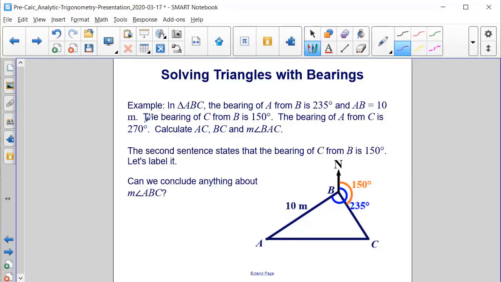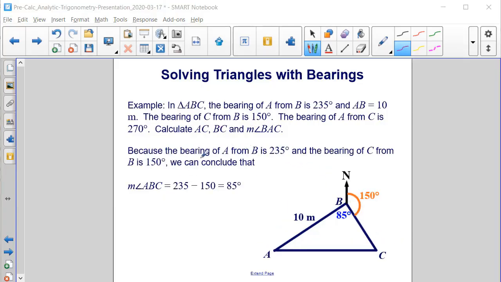Now let's look at the second sentence. The bearing of C from B is 150 degrees. So that means that from B to C, this angle measurement here is that 150 degrees, so we labeled it. Can we now figure out the measurement of angle ABC? In other words, the smaller angle right here? Take a moment, pause the video to calculate your answer, and when you unpause it, the solution will be given.